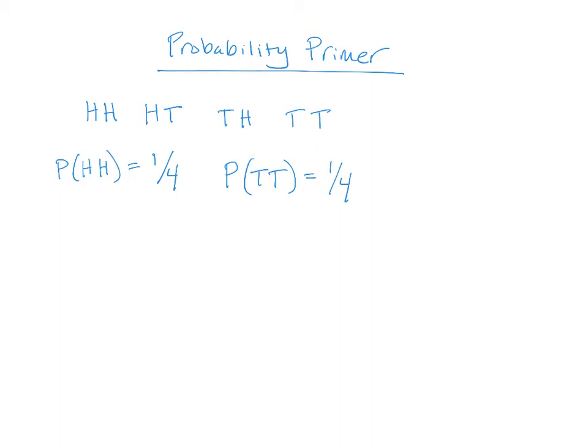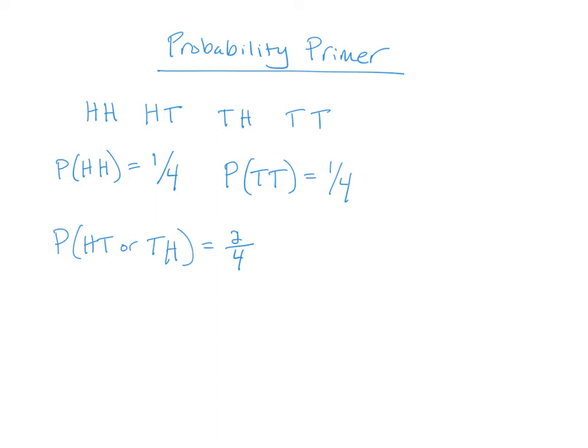Now, the probability that you get heads, tails, or tails, heads. So the probability of a split: heads once and tails once. There are 2 ways that can happen, heads, tails, or tails, heads. Well, that's half of the possibilities. 2 out of the 4 outcomes have a split outcome.